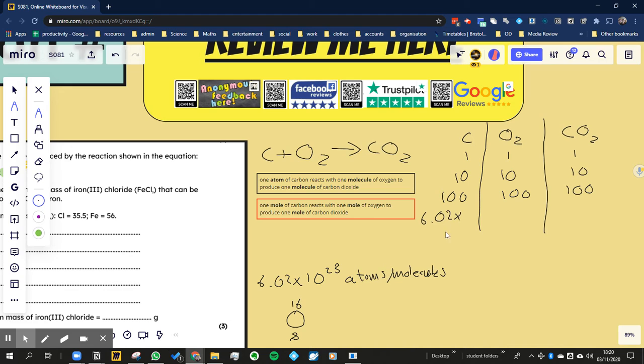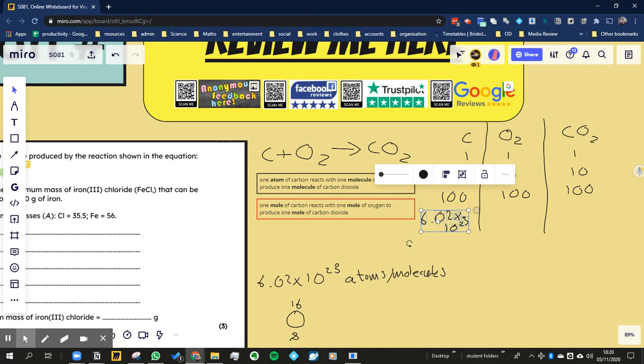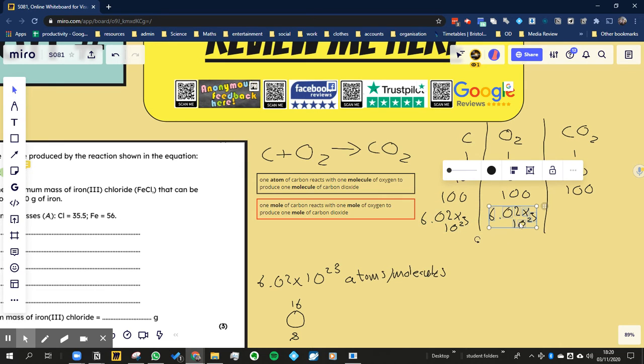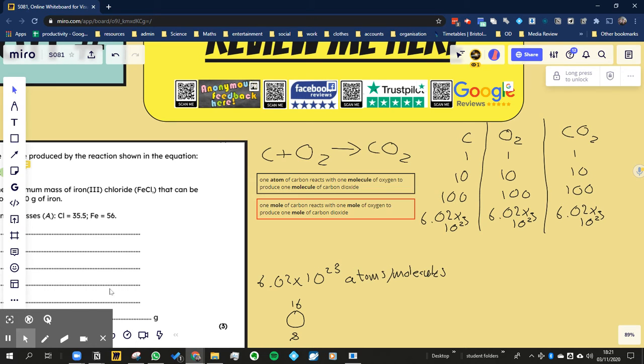If we had 6.02 times 10 to the 23 of those, and you can see where I might be going with this, 6.02 times 10 to 23 of those, and 6.02 times 10 to 23 of those, well, we would get 6.02 times 10 to the 23 carbon CO2 molecules. So I'm not saying this equation tells me how many I've got. It's saying what would happen if I had whatever.